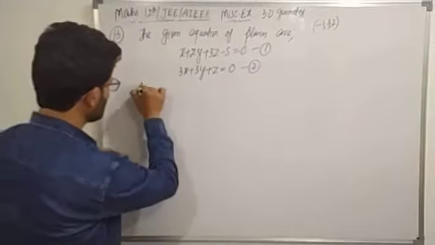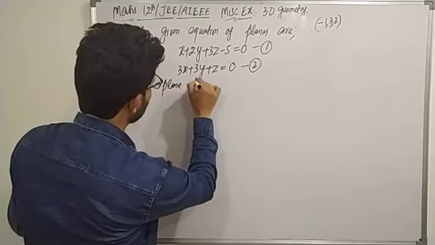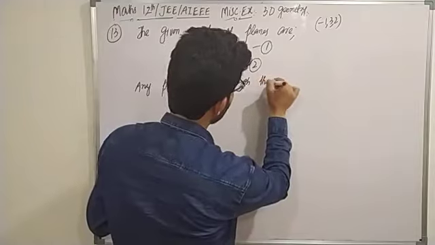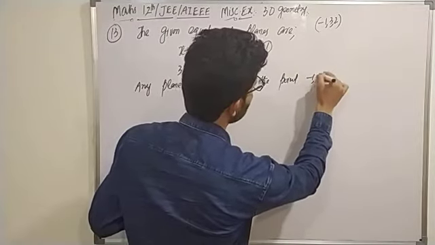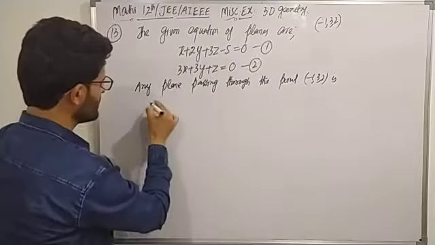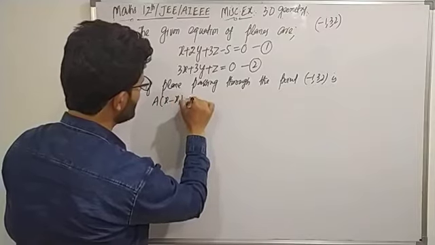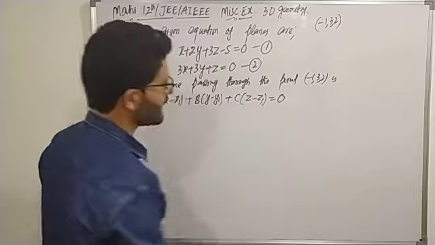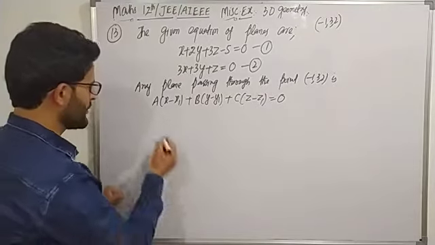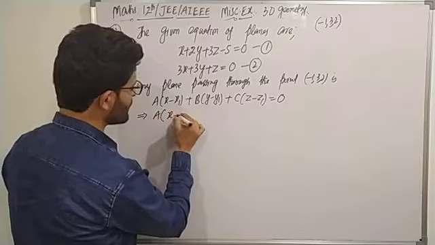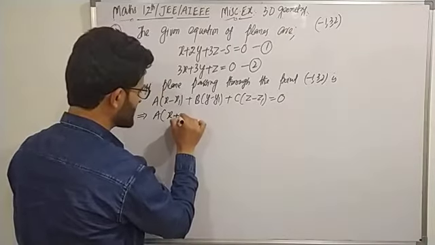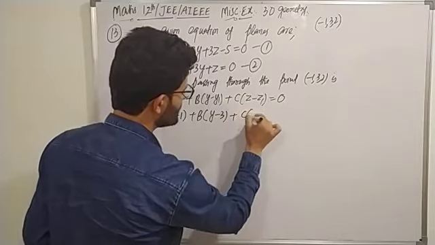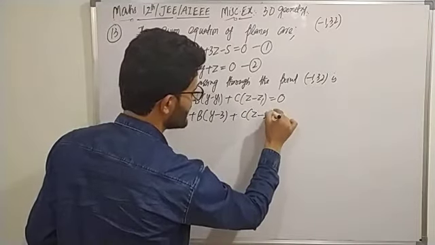So any plane passing through the point (-1, 3, 2), what will be its equation? a into (x minus x1) plus b into (y minus y1) plus c into (z minus z1) is equal to 0, because of the one point form of equation of plane. So this can be written as a into (x minus, what is the x coordinate of the point, that is minus 1, so it will become x plus 1), plus b into (y minus y1, what is y1, that is 3), plus c into (z minus z1, and that's 2), is equal to 0.